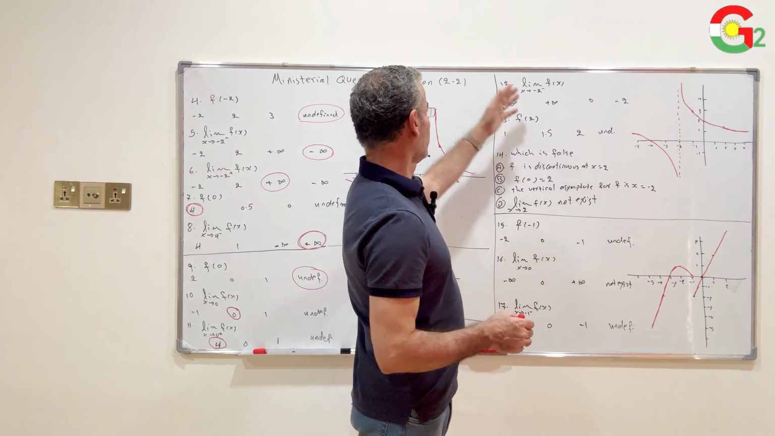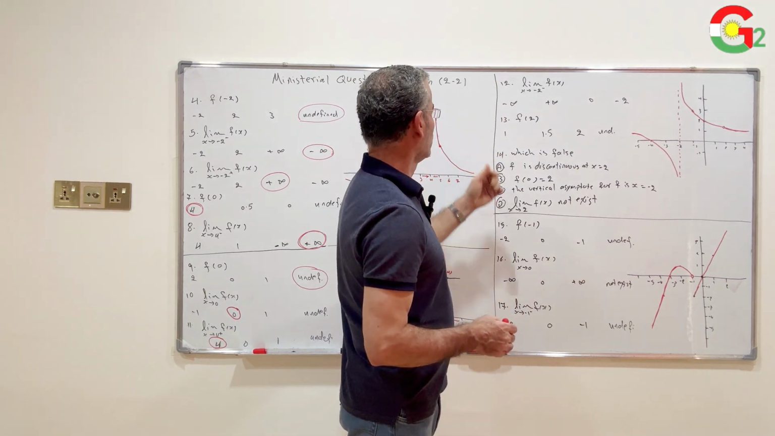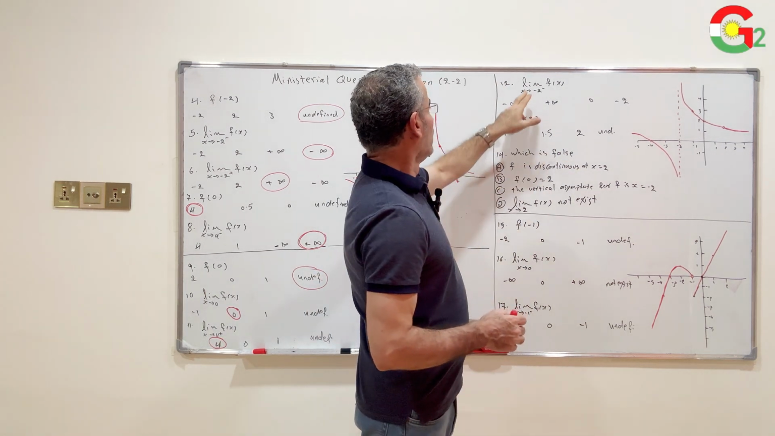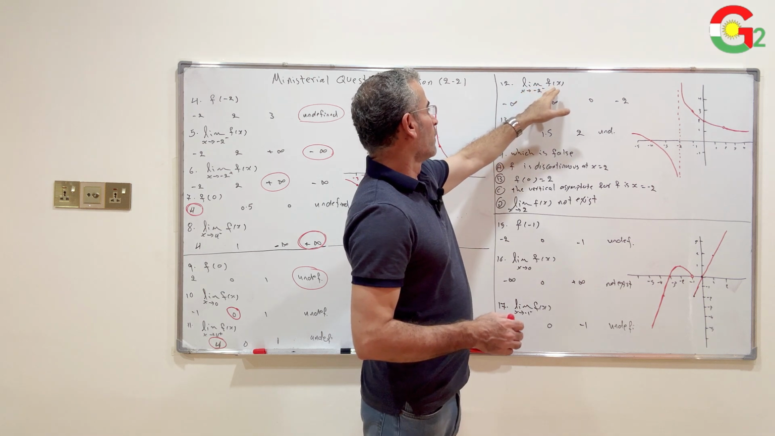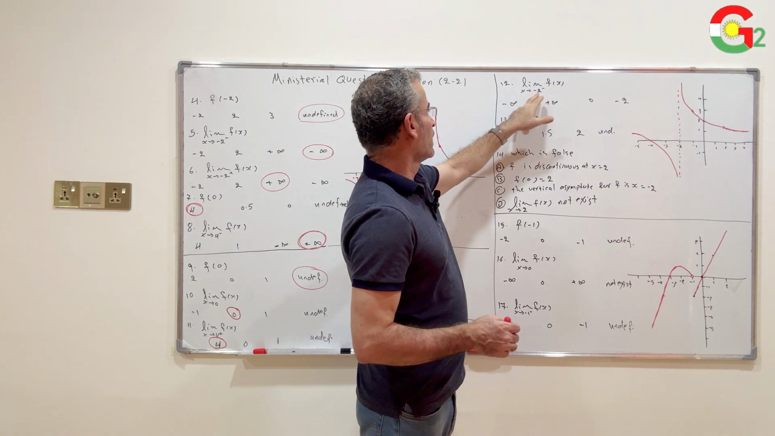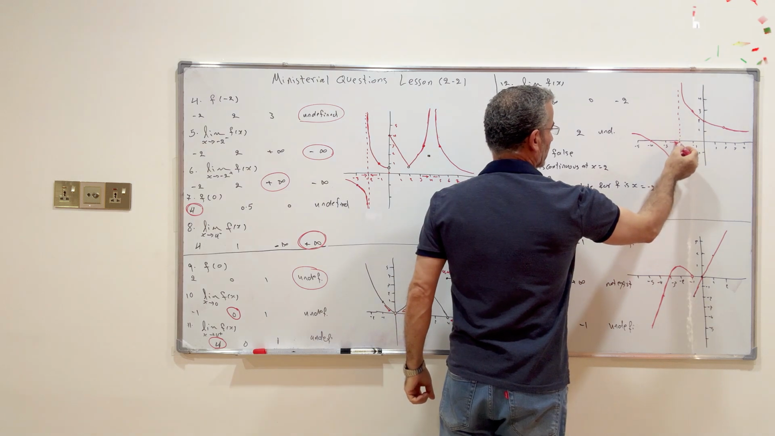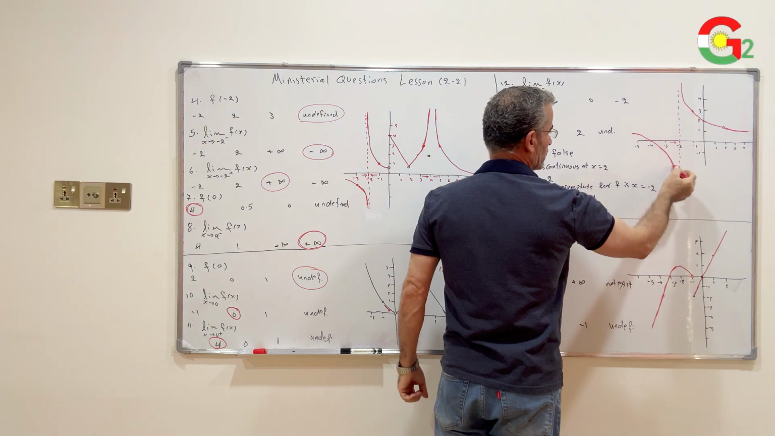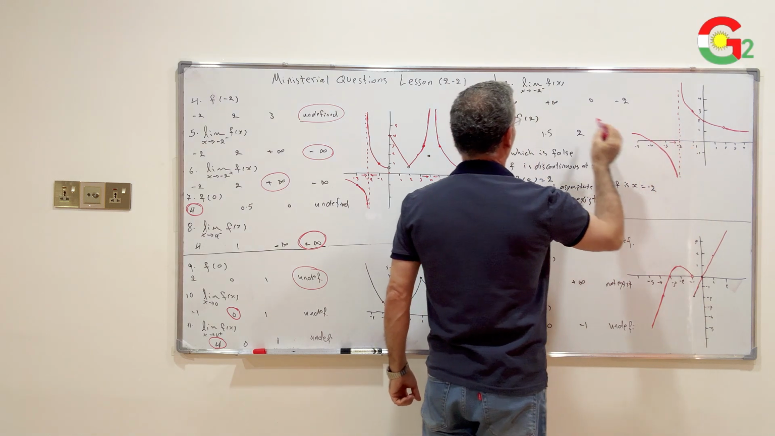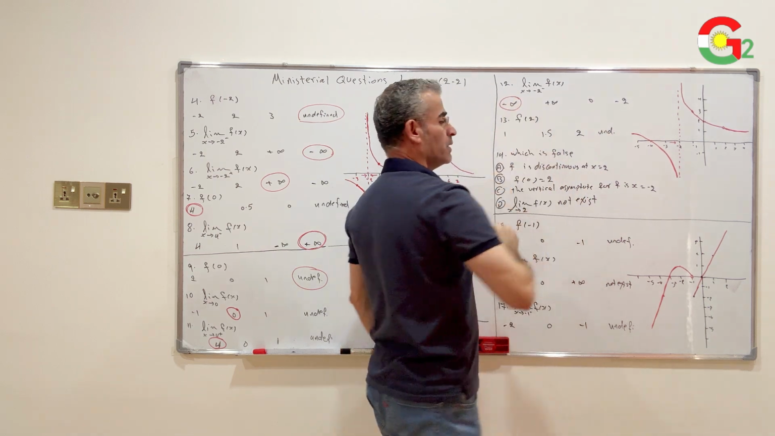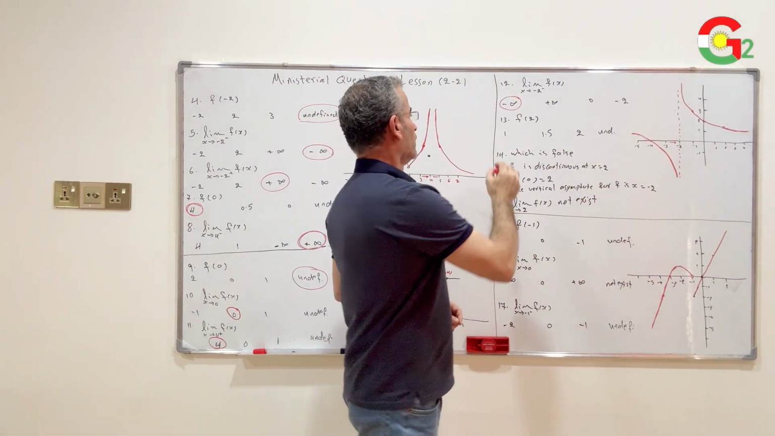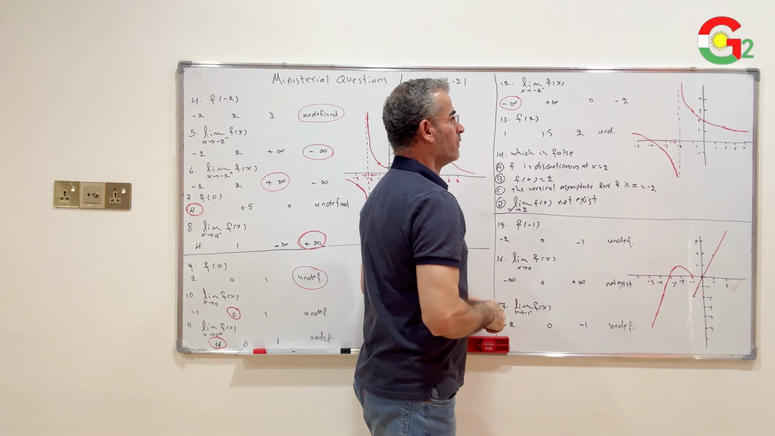Use the given graph to answer question 12 to 14. Find limit for f of x when x approaches negative 2 from left. This is negative 2, this is left of negative 2. f of x, as you see, goes to negative infinity. Choice A.